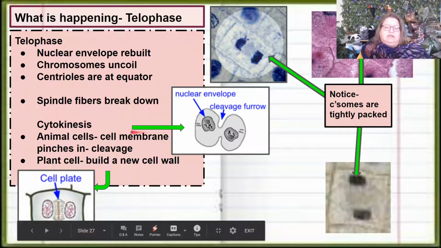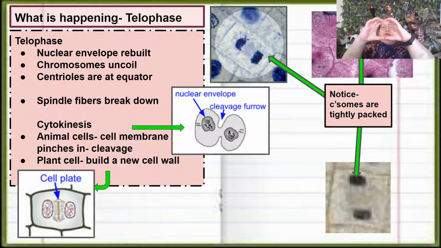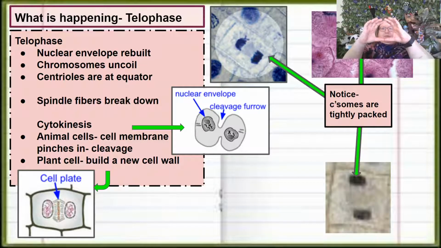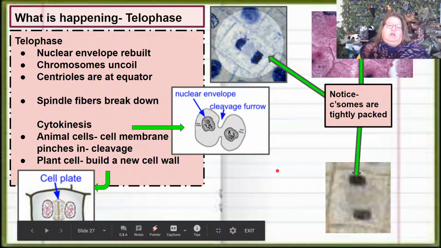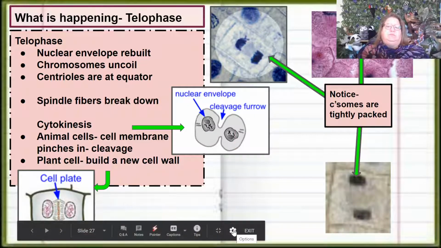Now we get into cytokinesis, which is the cytoplasm dividing. And in cytokinesis, in animal cells, the cell membrane pinches in, and we call it the cleavage furrow, where cleavage means to split. So the cell membrane just pinches in, and we end up having two cells. So that's an animal cell. In a plant cell, we have a cell wall. And so we want to make a new cell wall, and we call that the cell plate. And you can start to see it in this cell. It's starting to be made, and you'll see it in some of the microscope pictures that we find.